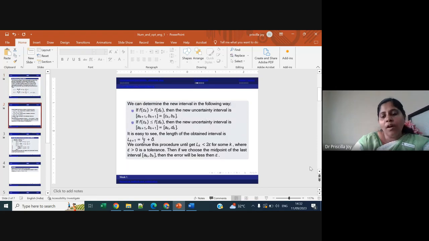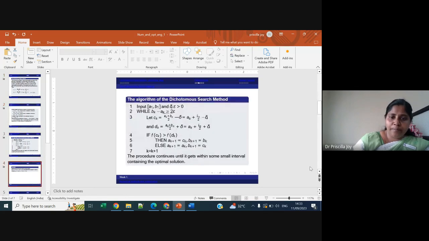Okay, so now after finding this, we need to check the condition whether the function of CK value is greater than DK, or else the function of CK value is less than or equal to function of DK value. Accordingly, we need to place it. And for finding the next length, we need to find LK plus 1, which is equal to LK divided by 2 plus delta. Okay, so we need to continue until we reach an LK value which is less than 2 into epsilon. Epsilon value will be provided in your problem.